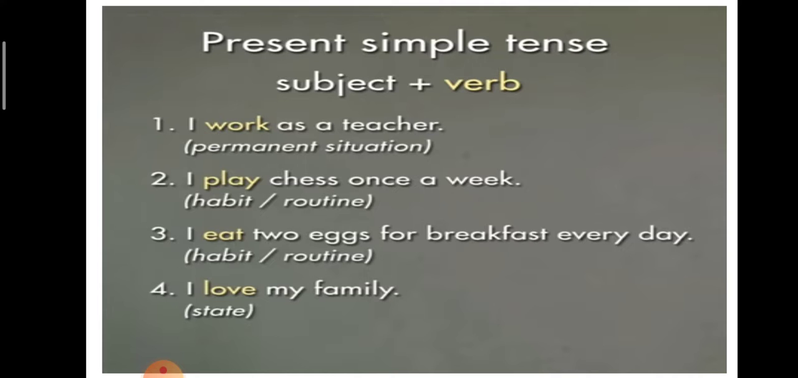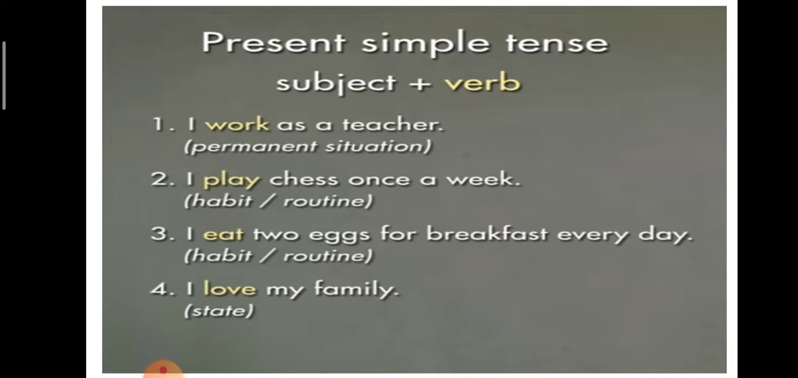So, let's know what is meant by simple present tense in detail. Subject plus verb. What is meant by subject? I is the subject in all the sentences, and the verbs are all the action words. So let's know what is simple present tense. I work as a teacher. I work as a teacher. So in this sentence, it is a present permanent state that you are working as a teacher.